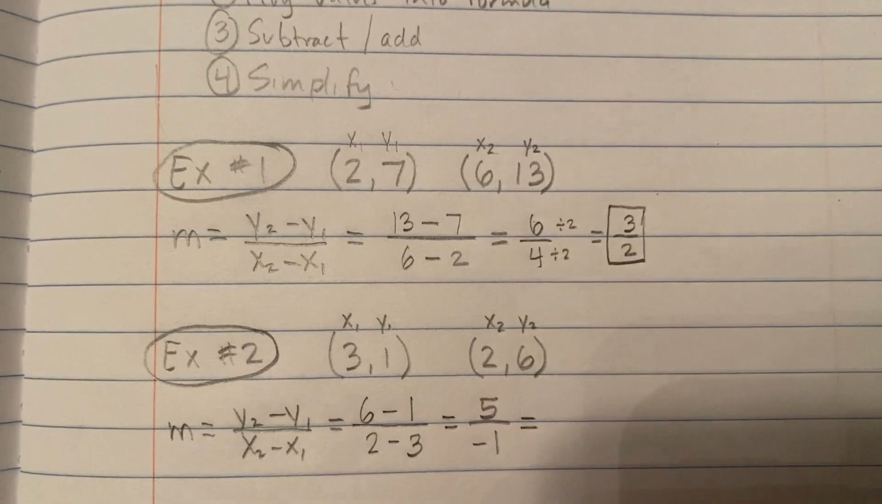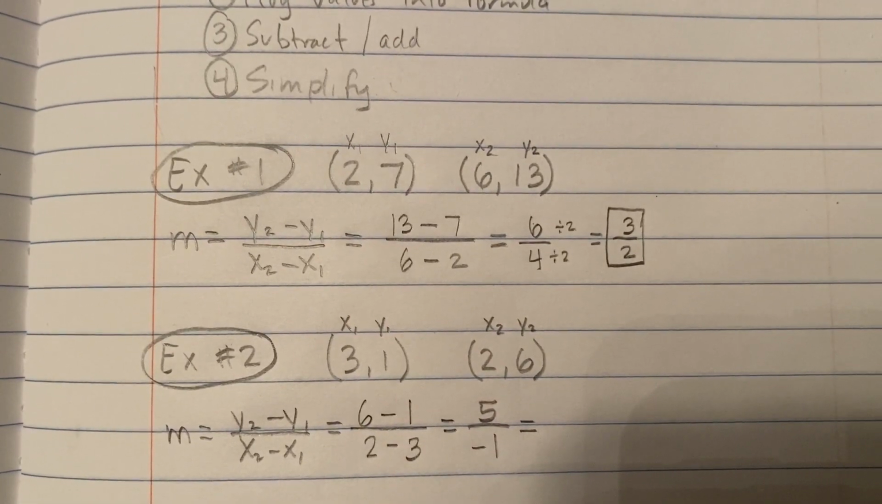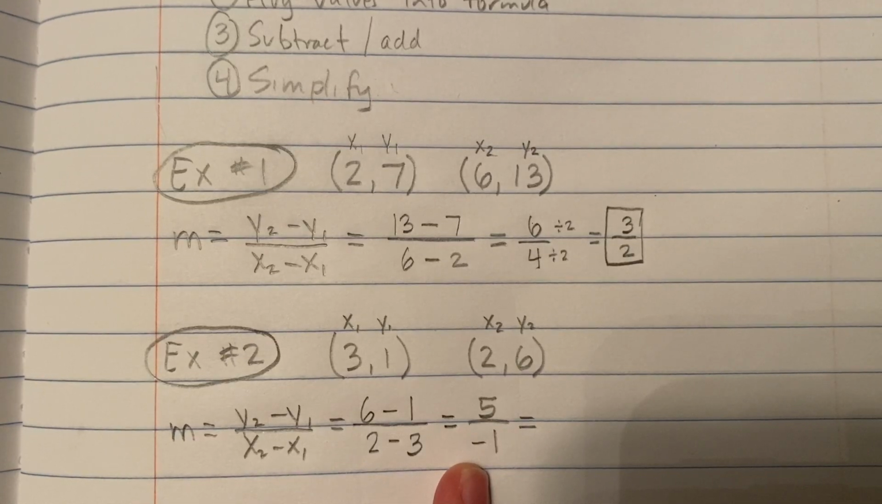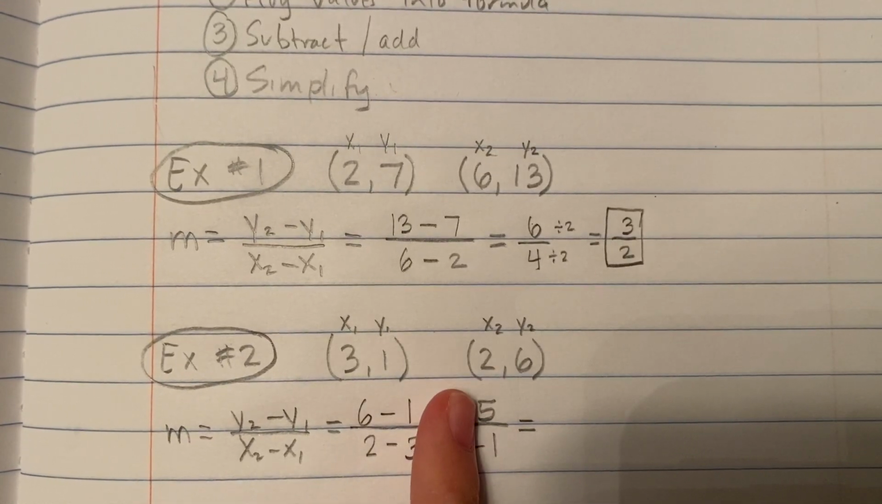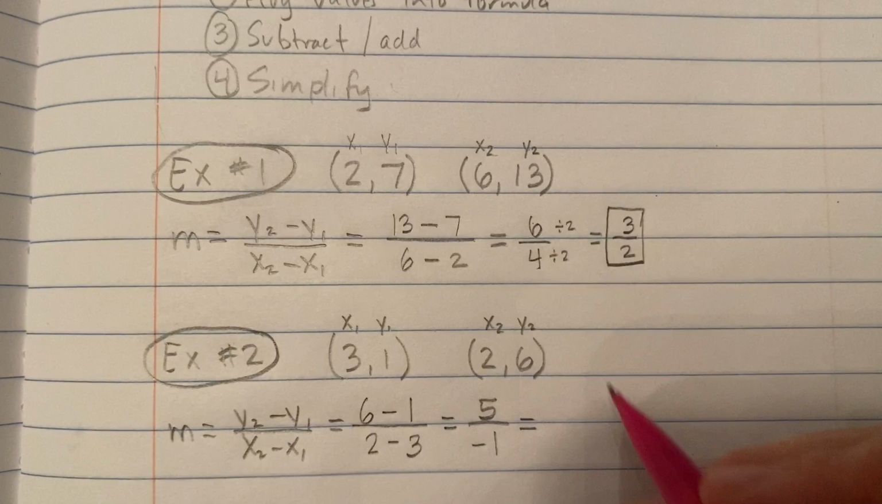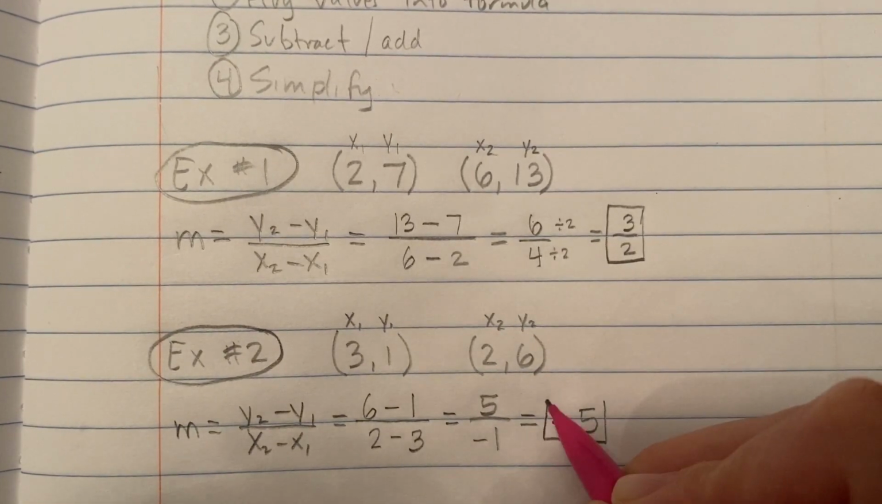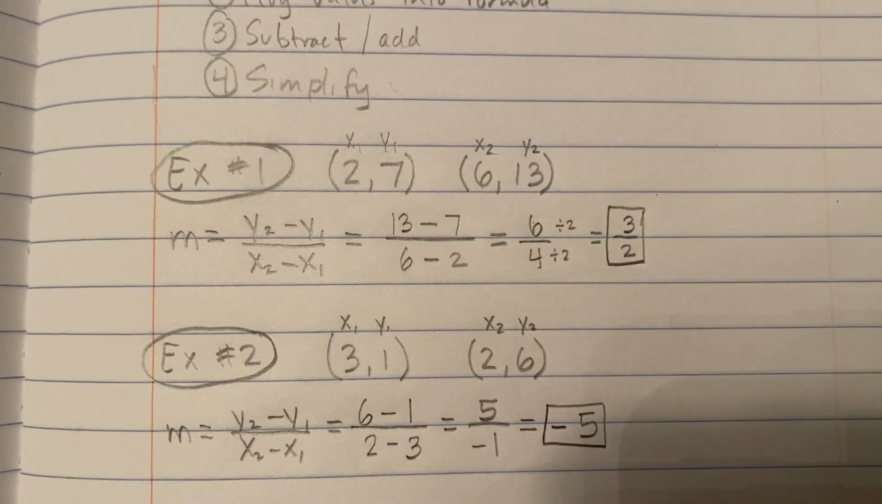Now when I simplify, there's 2 things to consider here. Number 1, 5 divided by 1 is just 5. But the other thing to consider is this is a positive divided by a negative. So that becomes negative 5. Those are the 2 examples.